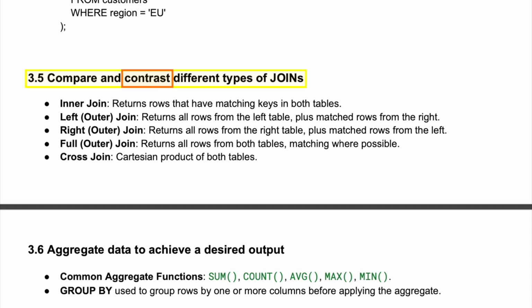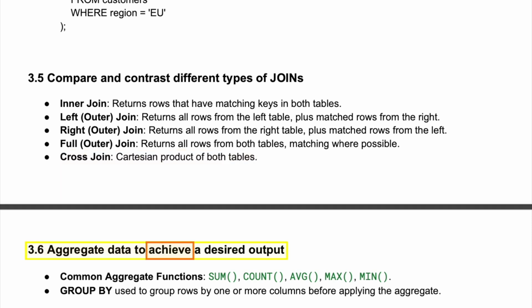3.5 Compare and contrast different types of joins. Inner join returns rows that have matching keys in both tables. Left outer join returns all rows from the left table, plus matched rows from the right. Right outer join returns all rows from the right table, plus matched rows from the left. Full outer join returns all rows from both tables, matching where possible. Cross join: Cartesian product of both tables.